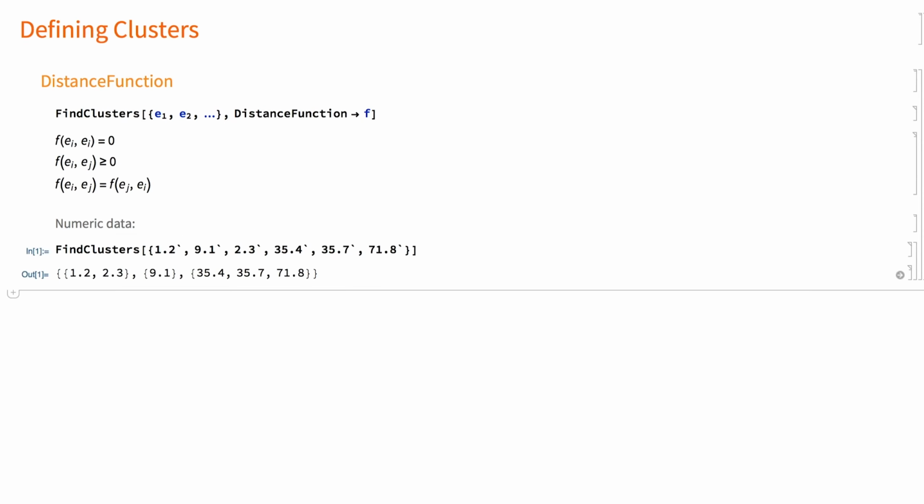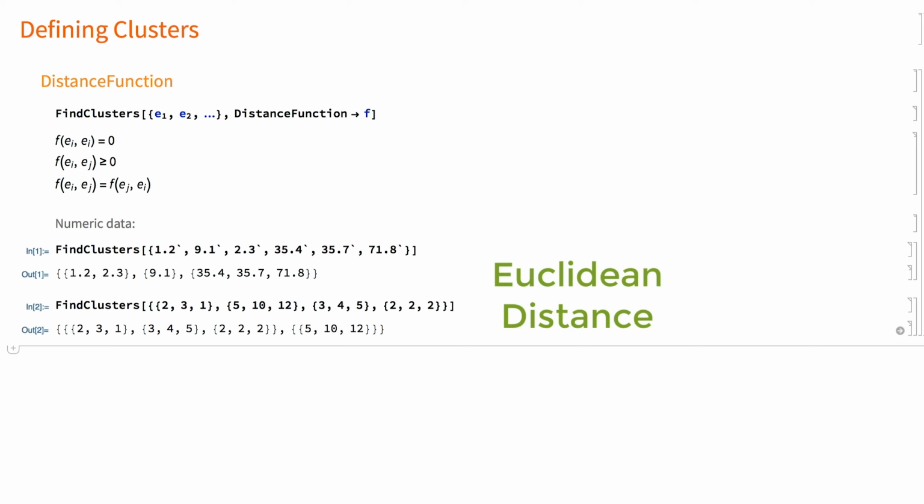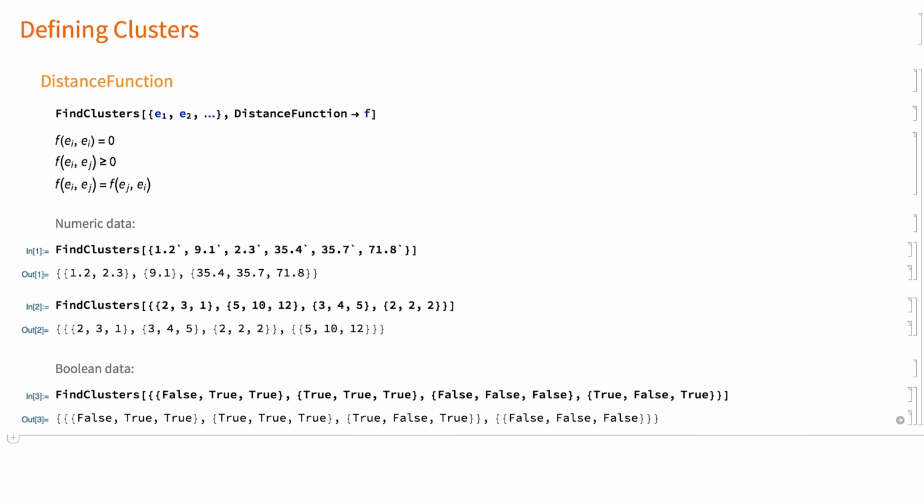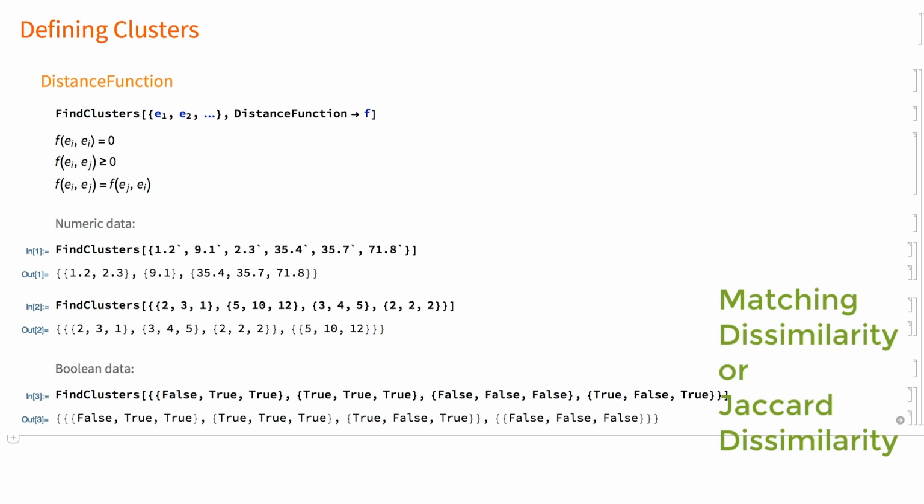FindClusters automatically picks a distance function depending on the type of data. If the e_i are vectors of numbers, FindClusters by default uses squared Euclidean distance. If e_i are lists of Boolean True and False elements, then FindClusters uses a dissimilarity based on the normalized fraction of elements that disagree, for example, Jaccard dissimilarity.